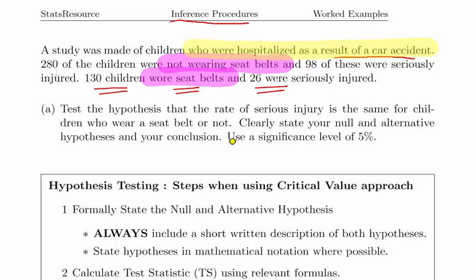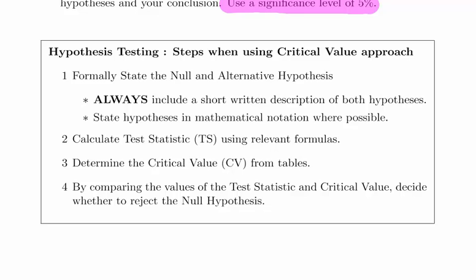Just as a quick remark, we're always going to use 5% significance levels in these videos. That might switch around, but for a lot of undergraduate statistics courses, 5% is the typical level. So I won't vary that much.